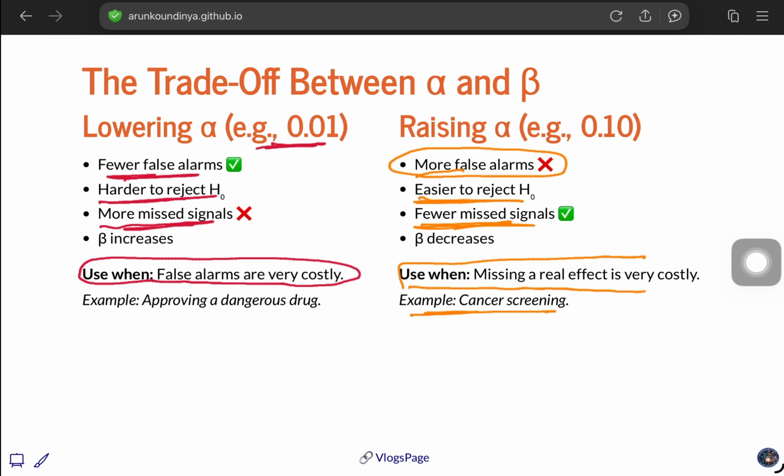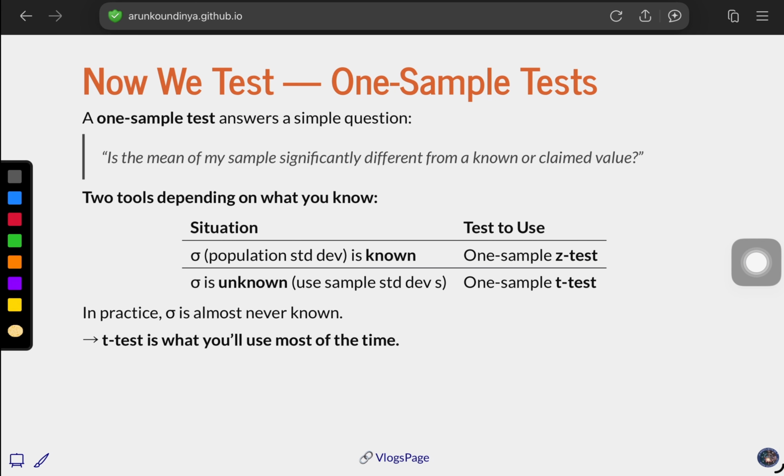Okay, now in general there are two types of test. One is a one sample test and the other is a two sample test. In this episode we will learn about the one sample test. In the next episode we will learn about the two sample test.